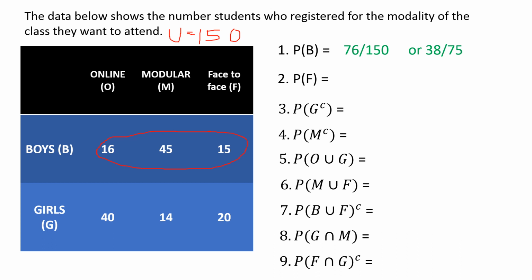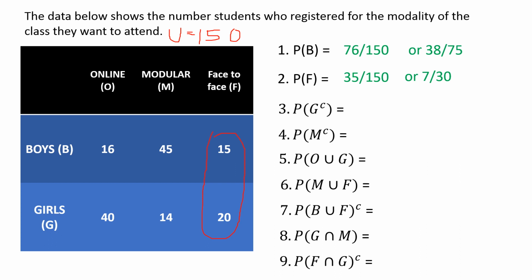Number 2, probability of face-to-face. For the face-to-face, we are to use these frequencies. So we do have 15 and 20. Adding these two, 15 plus 20, we do have 35 over 150 or 7 over 30.